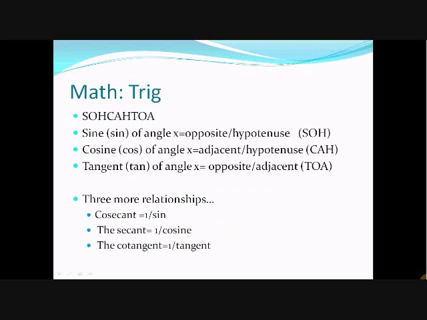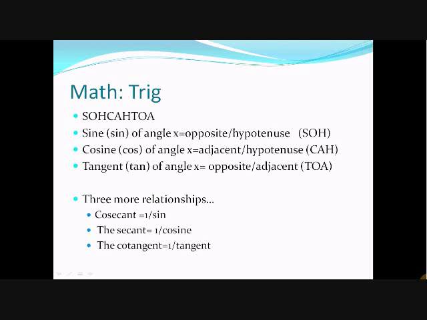And like I said, trig is all about relationships. So if you remember SOHCAHTOA, the SO means that the sine of angle x is the opposite side over the hypotenuse side. The cosine of angle x is the adjacent side over the hypotenuse side, and that's CA. And TOA, or the tangent of angle x, is equal to the opposite side divided by the adjacent side, or TOA.